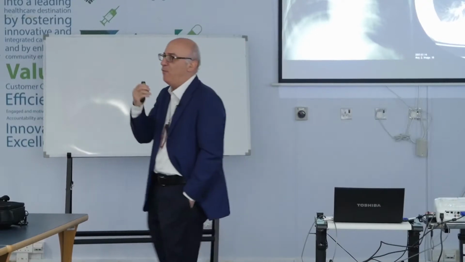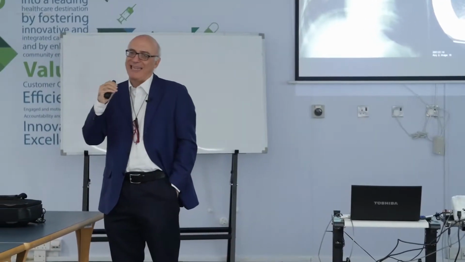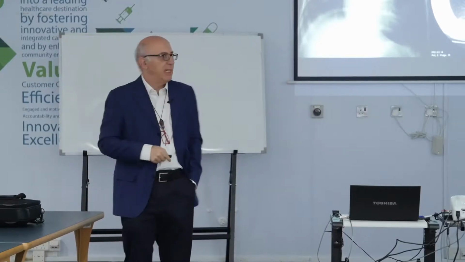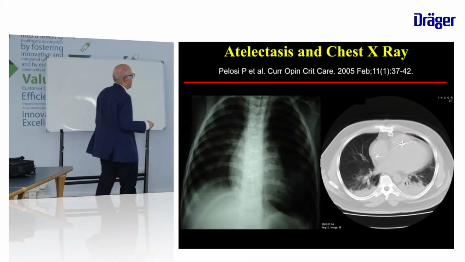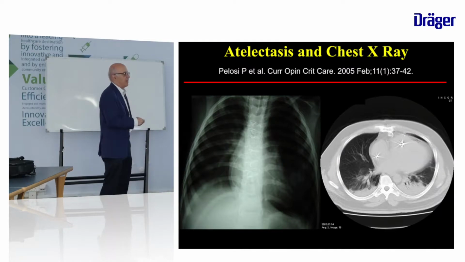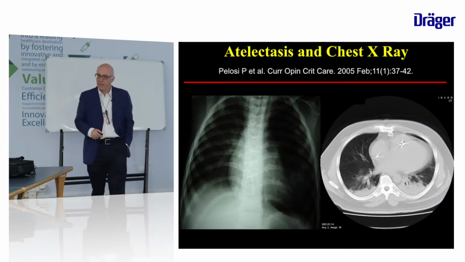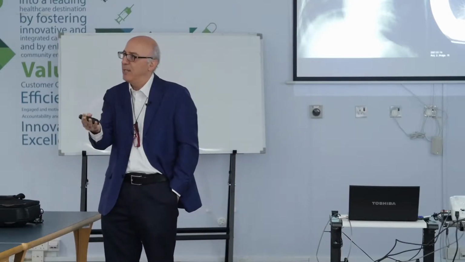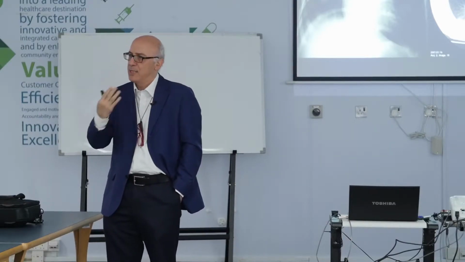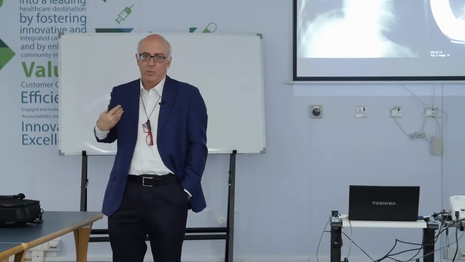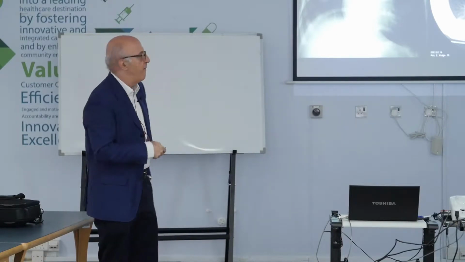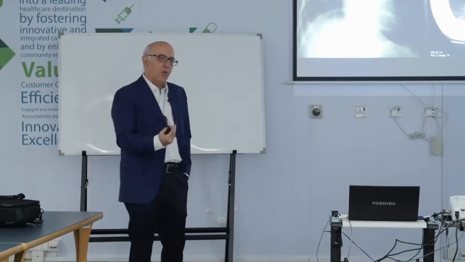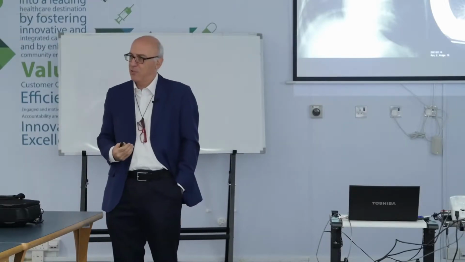And if you believe that you can look at atelectasis on chest X-ray, this is not true. You see here an example. There's a major atelectasis in the dependent part of the lung, and you see almost nothing on the chest X-ray. Why? Because it is always in the dependent part of the lung, and the chest X-ray is from the front to the back. So very often, it's almost impossible to see these atelectasis on the chest X-ray.